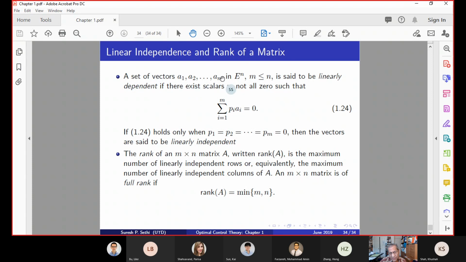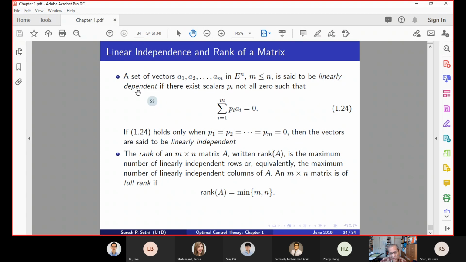A set of vectors is linearly dependent if there exist pi not all 0 such that this is equal to 0. And if that holds only when all pi are equal to 0, then it's linearly independent.